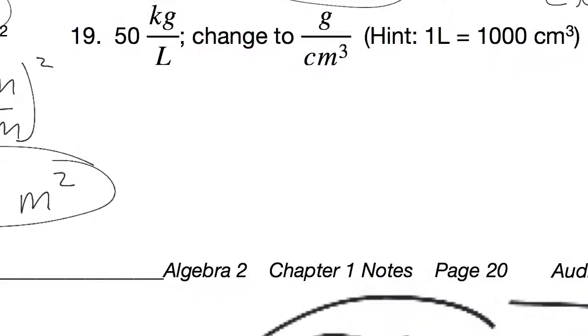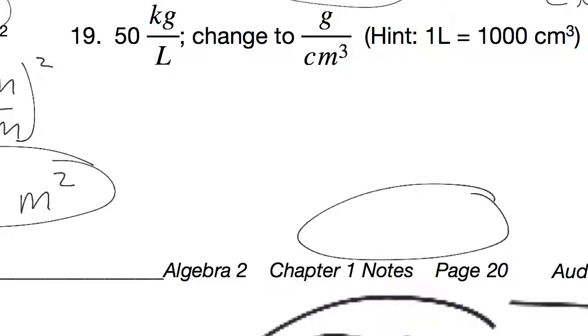Okay, next, 50 kilograms per liter. We want our answer to be in grams per cubic centimeter. Doctors will call them cc's. Give me 30 cc's of medicine or something like that. That's cubic centimeters. Okay, it's a volume measurement. 50 kilograms per liter, and make that the fraction.